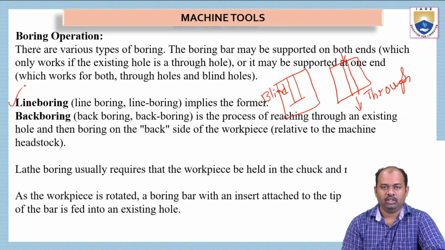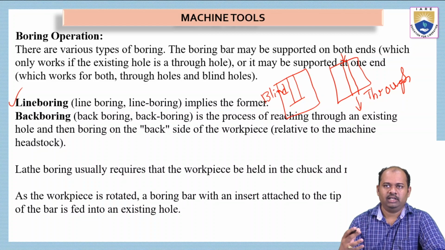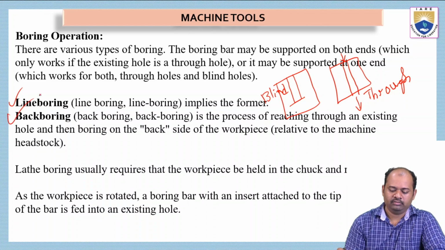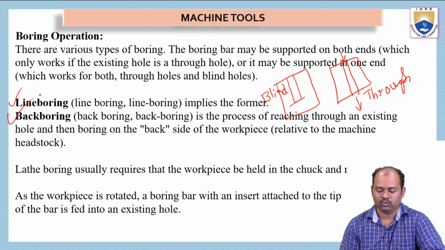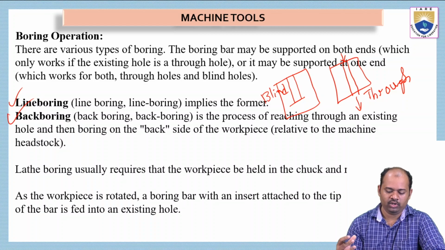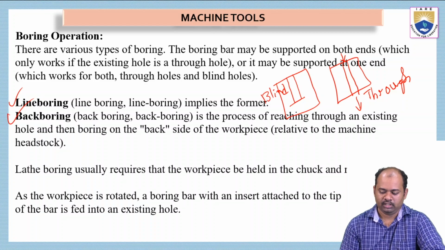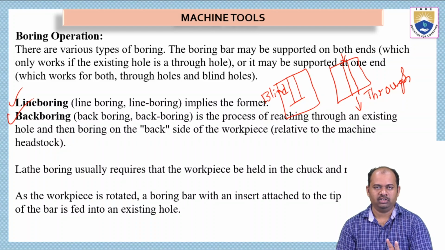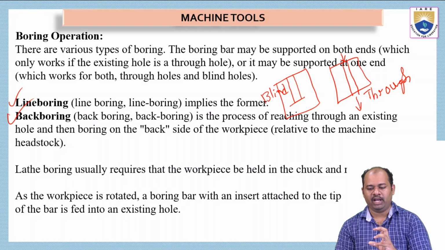Line boring. In line boring, as the name implies, the boring itself will be done on the front side. And then back boring. Back boring is the process of reaching through an existing hole and then boring on the back side of the workpiece relative to the machine headstock. So there are two types of boring operations: one is line boring and the other is back boring.